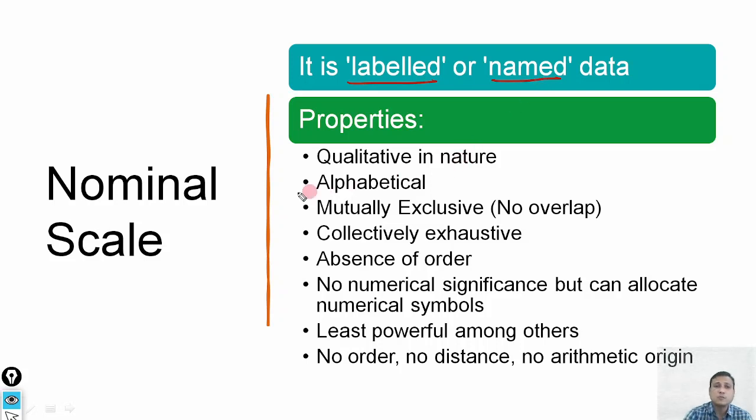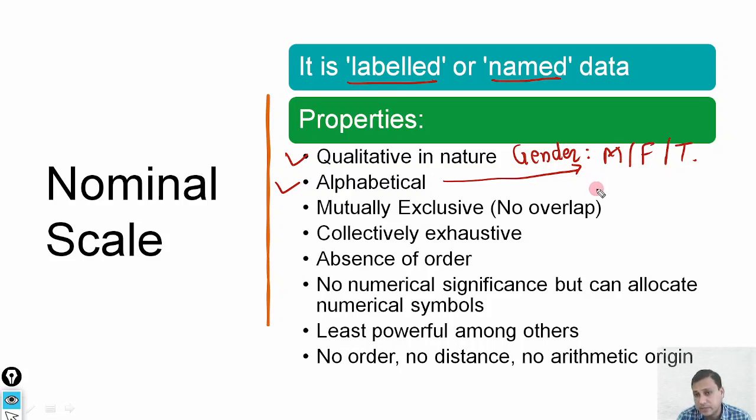Fine. What are the properties of nominal scale data? It is qualitative in nature. Suppose I am asking my respondent, what is your gender? Then they will respond like male, female, or transgender. So it is qualitative in nature. It is alphabetical. Yes, we are not getting any numbers. We are getting responses in alphabets.